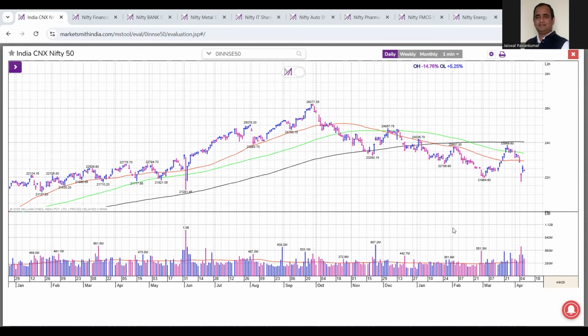Apart from that, overnight the US market gained substantially, between 8 to 12, 13%, and that was mainly because the US government has declared a 90-day pause on this tariff. Because of that, the market turned positive, especially the US market. Now the impact is going to be there in our market as well, because today our market is closed. So maybe tomorrow we can expect such a move.